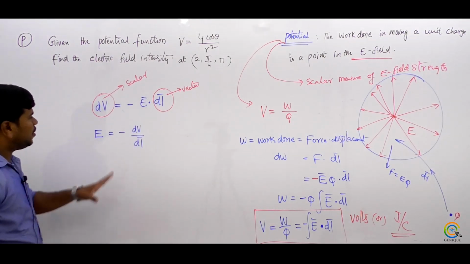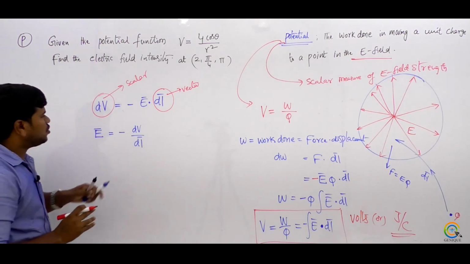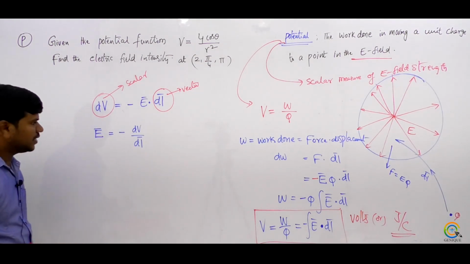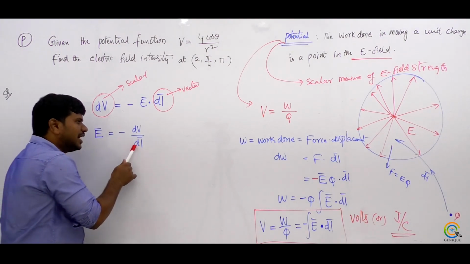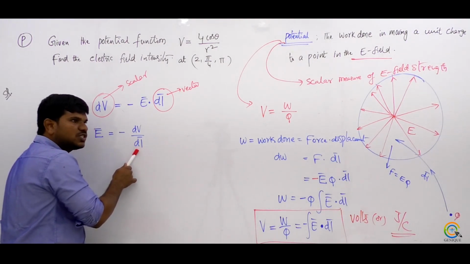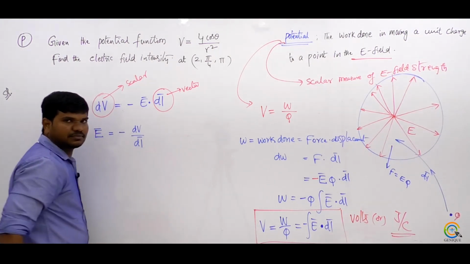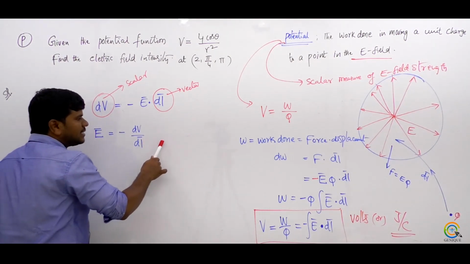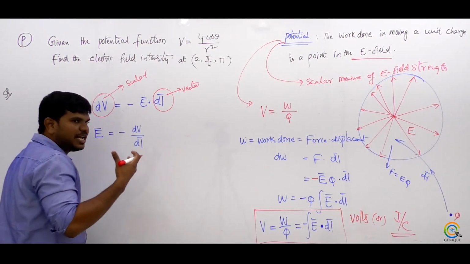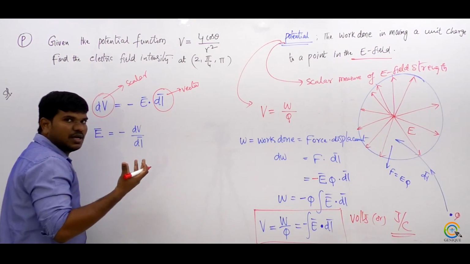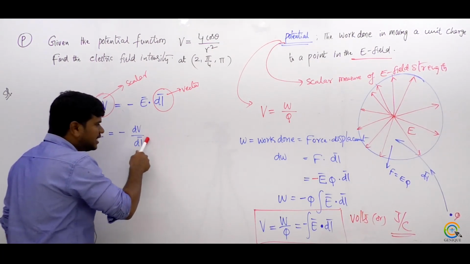Understand? So what is E? Electric field intensity E is equal to minus dV by dl bar. Observe this, dl is equal to dx ax plus dy ay plus dz az. So what is the meaning of this? dx ax, dy ay, dz az means it is a vector.